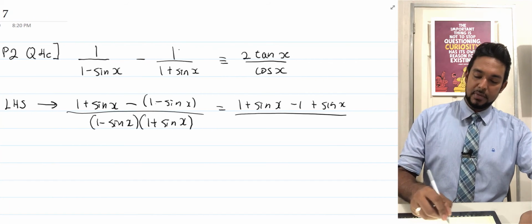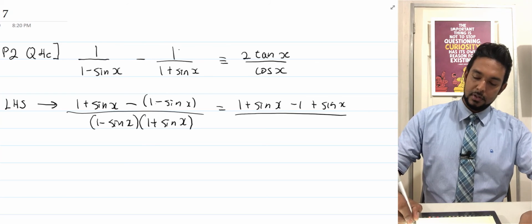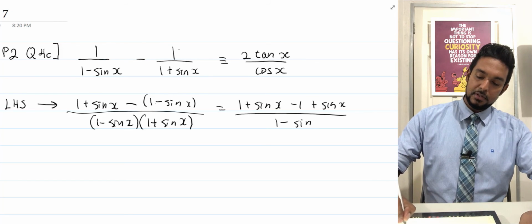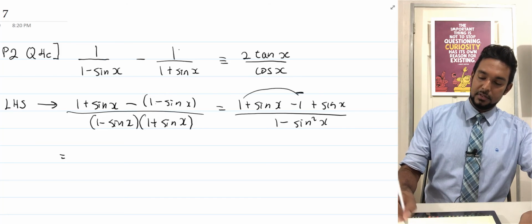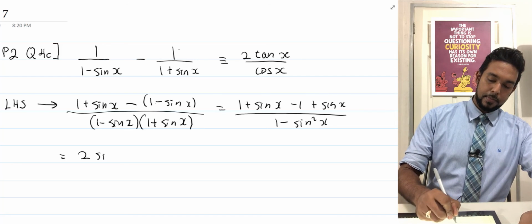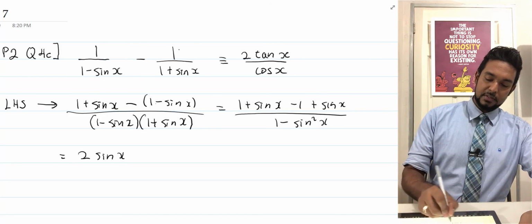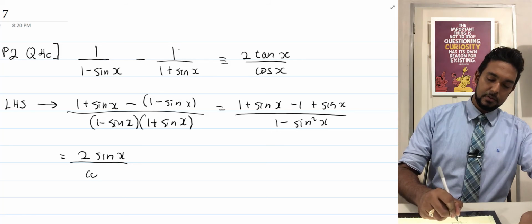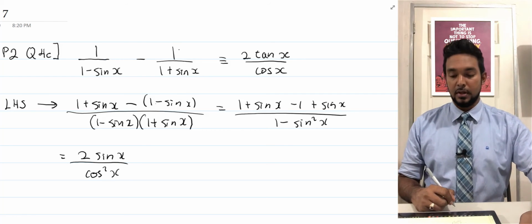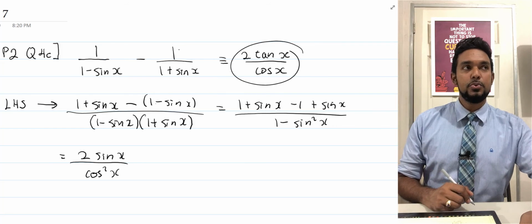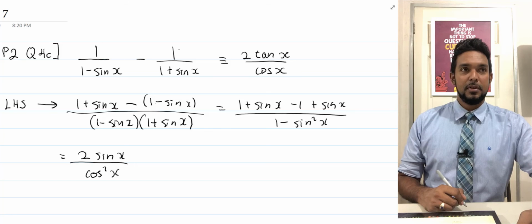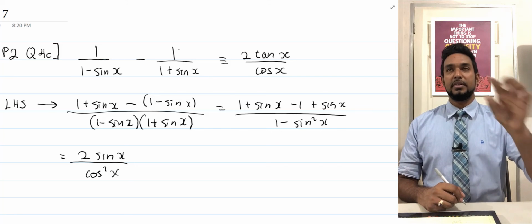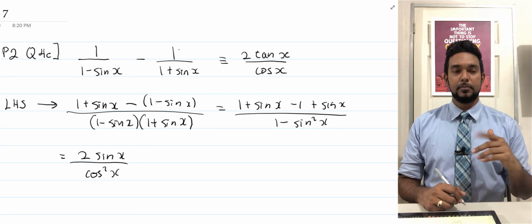And 1 minus sine x by 1 plus sine x will give us what? 1 minus sine squared x. Now in the numerator, 1 minus 1 will cancel to 0, and sine x plus sine x will give us 2 sine x. And of course, 1 minus sine squared in the denominator will give us cos squared x. Now look at where we're going. We want 2 tan x over cos. And we know that tan is sine over cos. So we have 2 by sine over cos all over cos again.